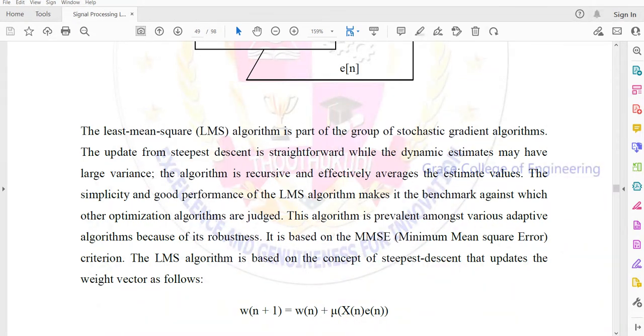It's part of the group of stochastic gradient algorithms. The update from the steepest descent is straightforward, while the dynamic estimates may have a large variance here. So the algorithm is recursive and effectively averages the estimate values. The simplicity and good performance of this LMS algorithm make it a benchmark against which other optimization algorithms are judged. This algorithm is prevalent among various adaptive algorithms because of its robustness. It is based on the minimum mean square error criteria.